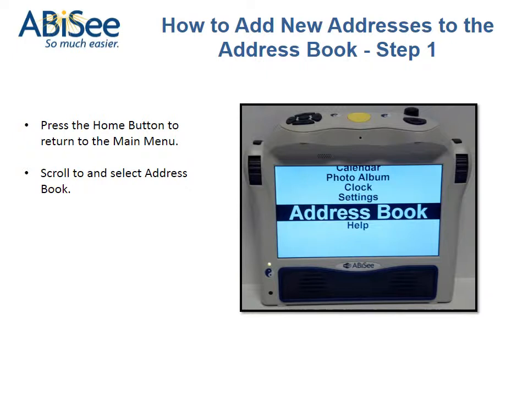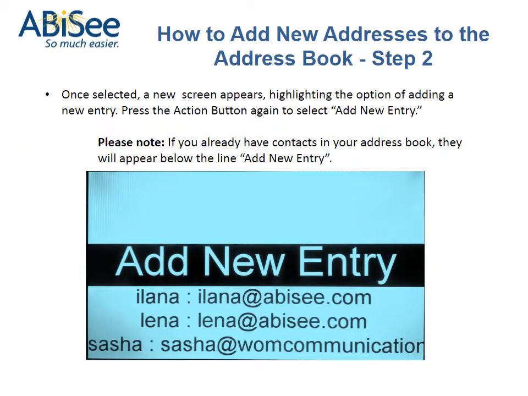How to add new addresses to the address book. Step 1. Press the Home button to return to the main menu. Scroll to and select Address Book. Step 2. Once selected, a new screen appears, highlighting the option of adding a new entry. Press the Action button again to select Add New Entry. Please note, if you already have contacts in your address book, they will appear below the line Add New Entry.